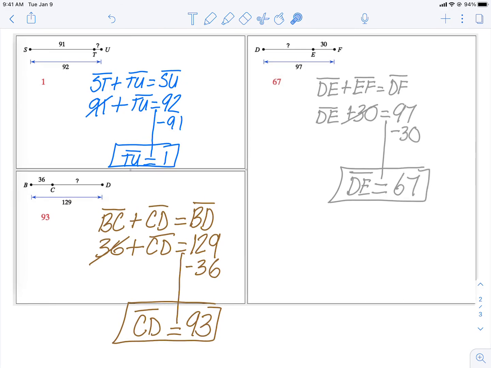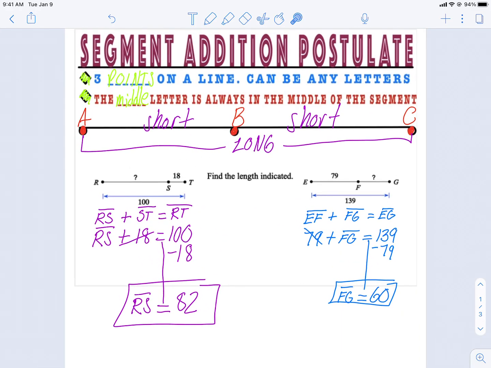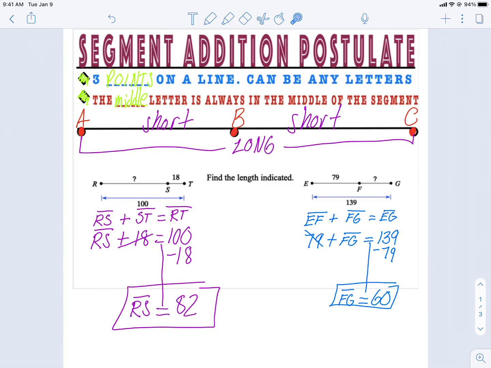These are the three examples. Make sure you write them all down in your notes. And these are your notes themselves, right? So there we go. This is the segment addition postulate.